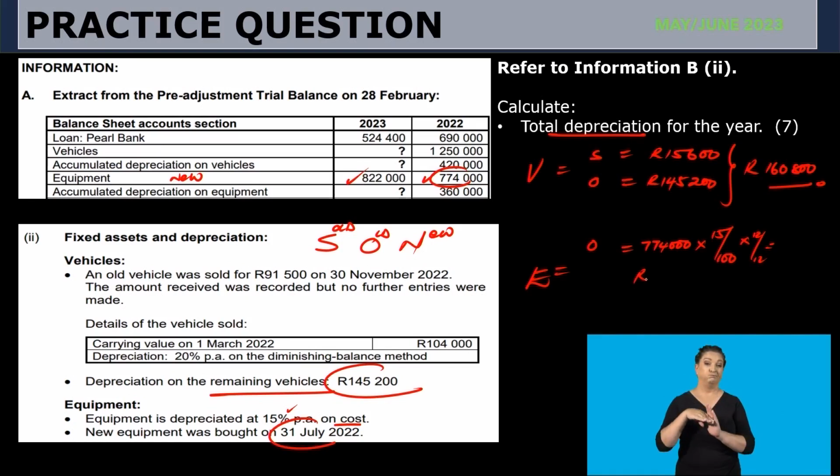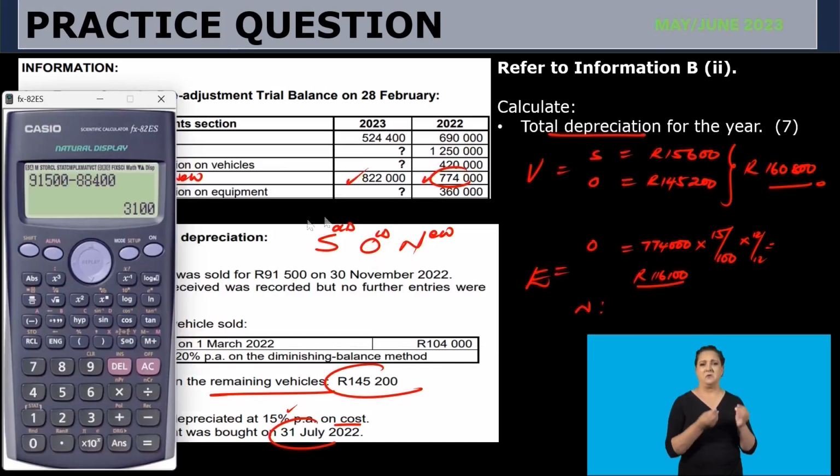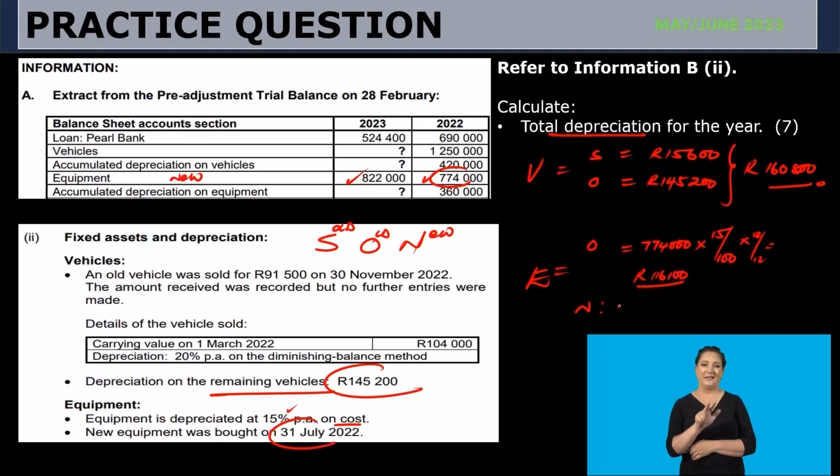And my depreciation here is going to give me 116,100 on the old. Now, I know that I have a new one, the one we've just acquired. They don't tell us the cost, but we can get the cost. We say 822,000 minus 774,000. That will give us the new one. That is your 48,000. So the new has a cost price of 48,000.